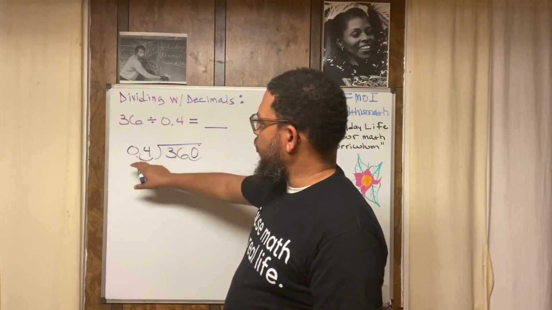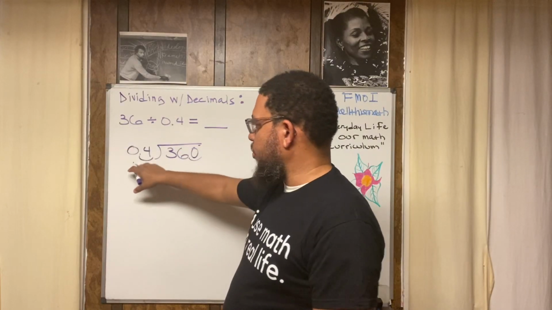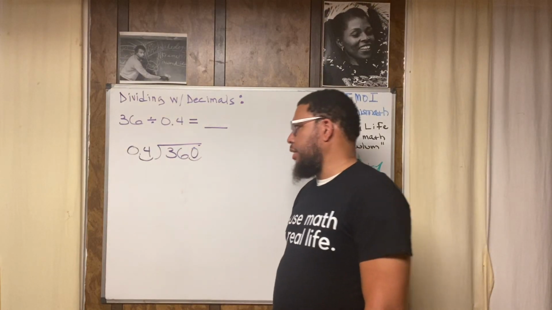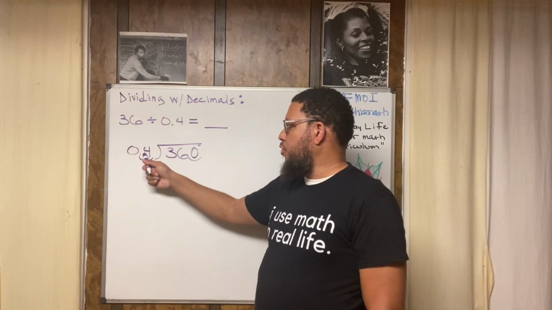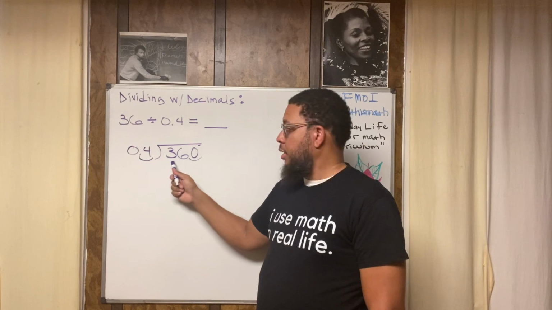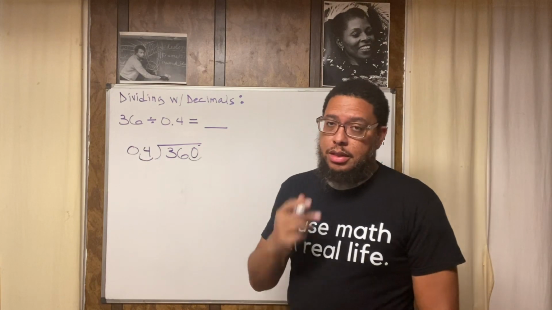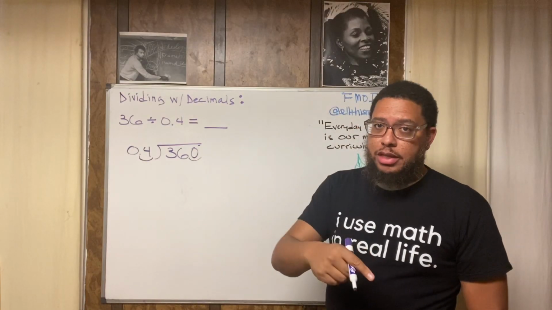So now we're doing 360 divided by 4. Typical long division methods, we say, okay, how many 4s can fit into the first digit, 3? None, because 4 is bigger than 3. All right? So how many 4s can fit into 36? 9.